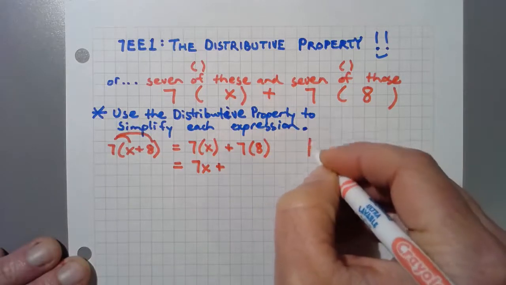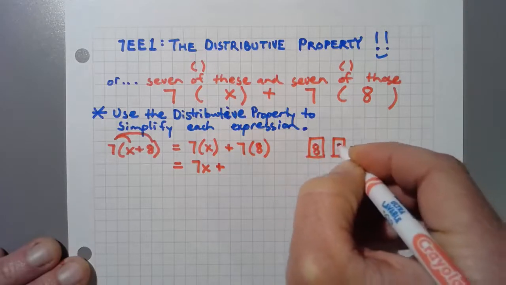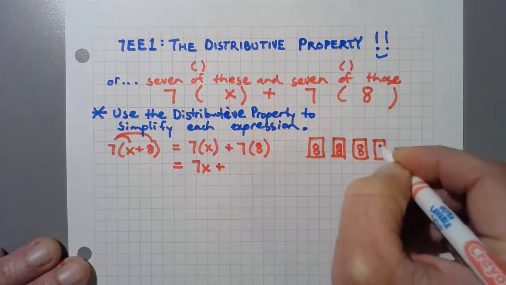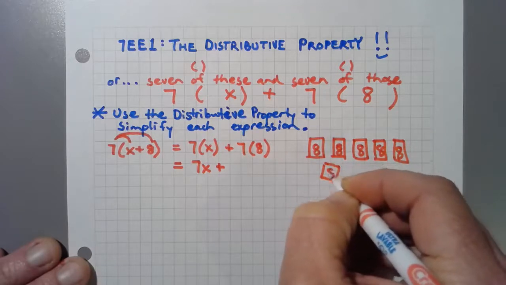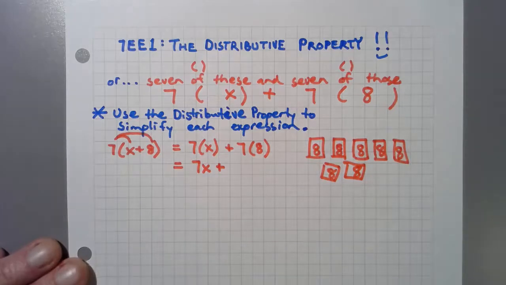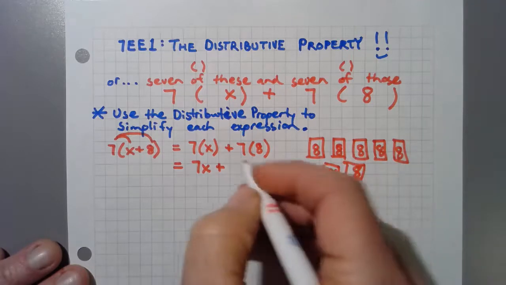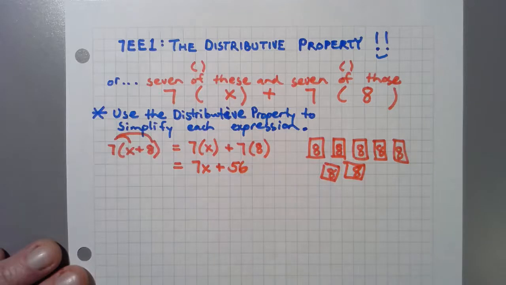Imagine you have these little things over here called 8s. There's 1, 2, 3, 4, 5, 6, 7. Drawing a picture is such a great way to reinforce a concept. I have 7 of these. 1, 2, 3, 4, 5, 6, 7. Which is 56. I can just count. There we go. That one is done.